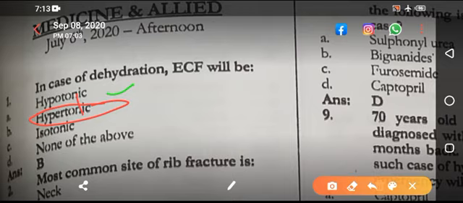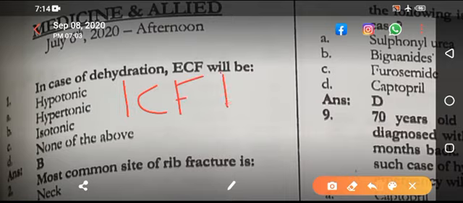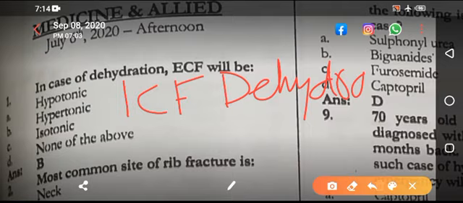In the previous lectures, we talked about the thirst center. The thirst center is stimulated by the ICF dehydration or the ECF dehydration. Well, the answer to that I shared on my Facebook page as well as on my YouTube channel with the reference from Guyton. So that MCQ, the thirst center is stimulated by the ICF dehydration in the hypothalamus.